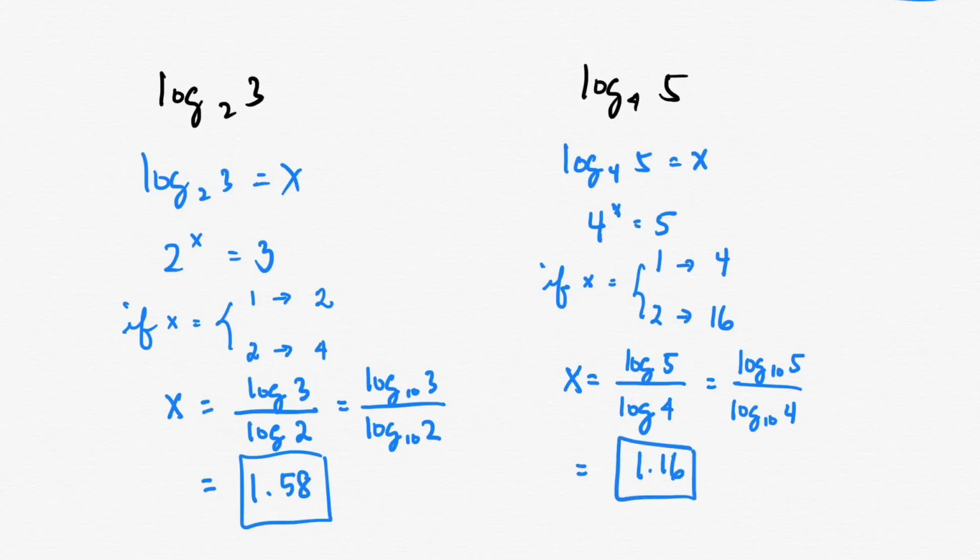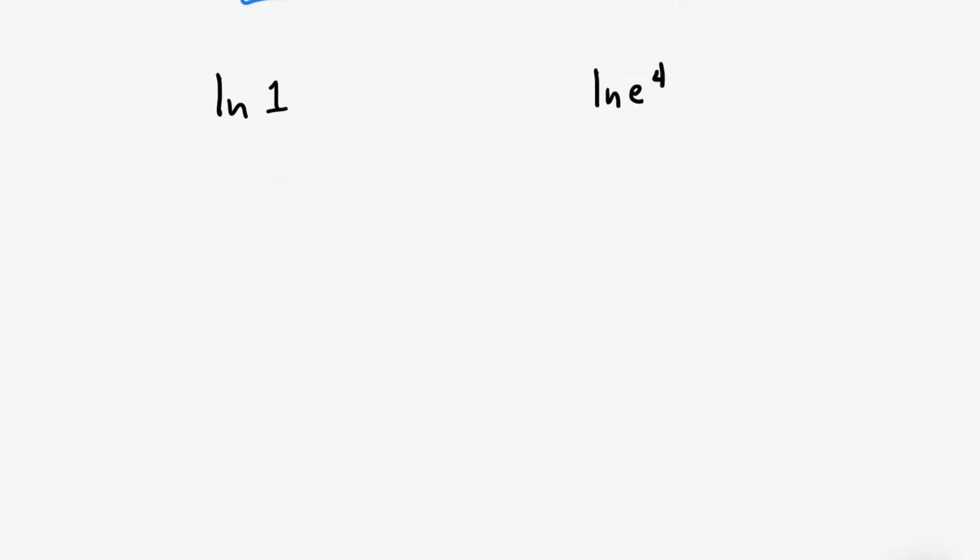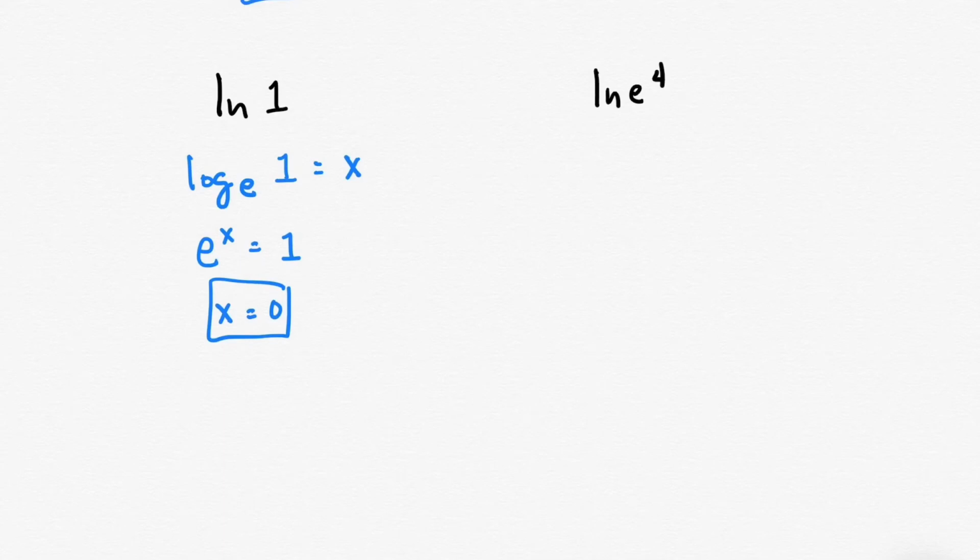Let's have 2 more before I end. Now, what if the problem is like this, ln 1? ln 1 is similar to logarithm, but the base for this one is e. So, ln 1 is similar to log base e of 1. And then let's just equate this one to x because we are not given the answer. Let's convert this into its exponential form. e raised to x is equal to 1. And the answer here is 0 because any number raised to 0 will give you 1.